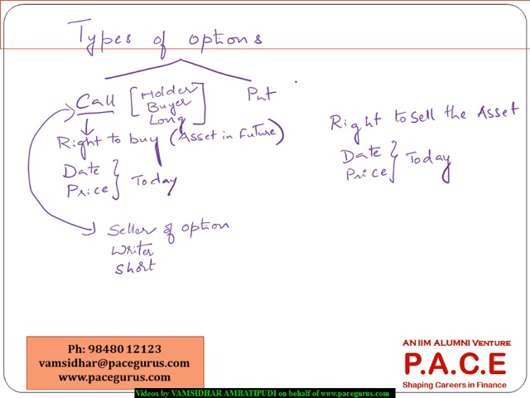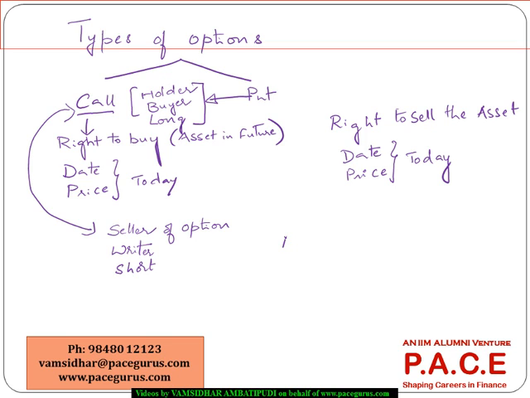Similarly, in case of put also, we have the same roles. The holder or the buyer of the put option will have the right to sell, and the seller or the short of the put option is acting as the counterparty to the buyer of the put itself.